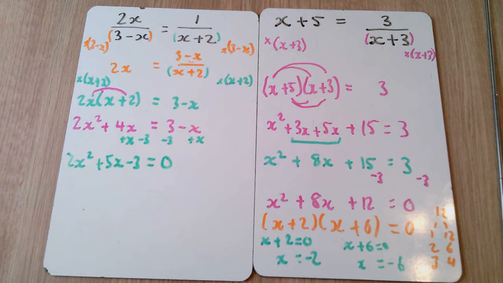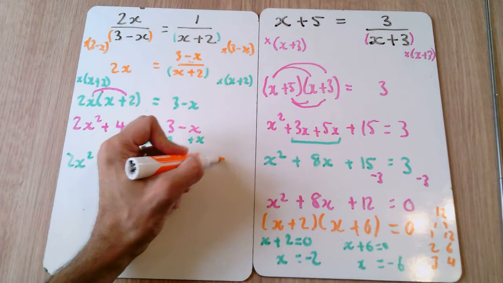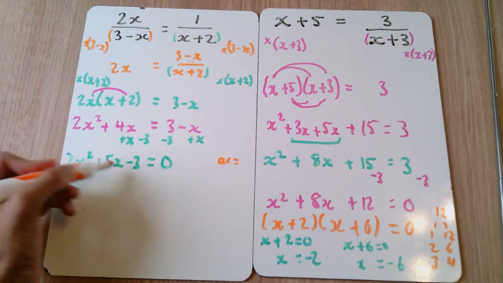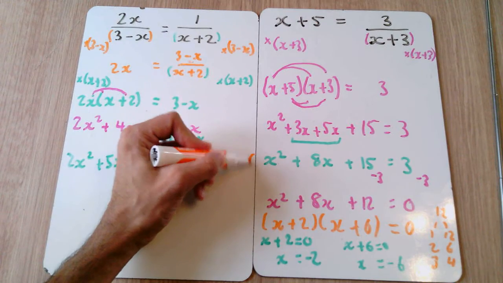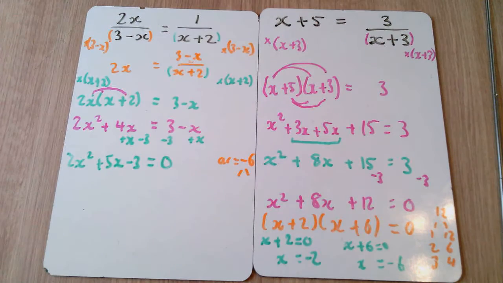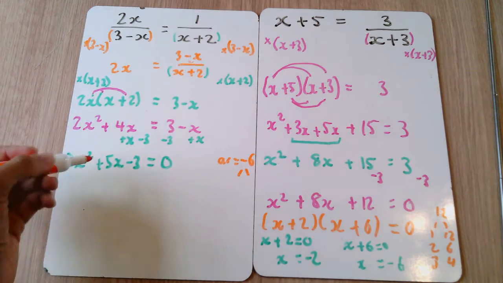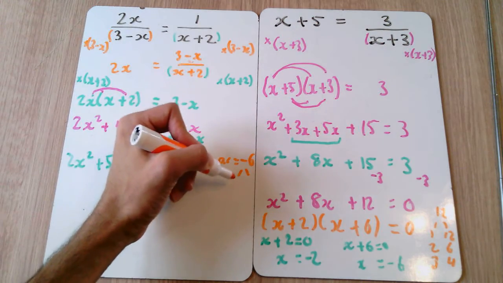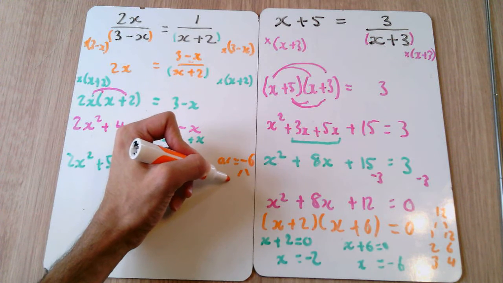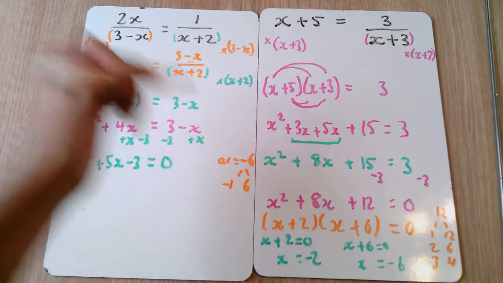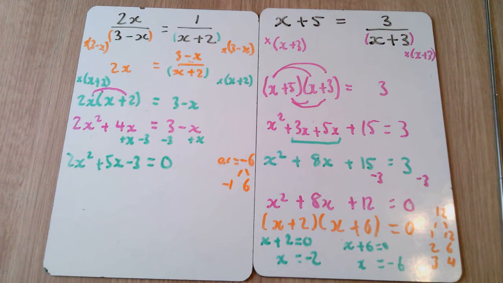We now have a quadratic that we can either factorize or use the quadratic formula for. Now, normally we would use the AC method here. AC is equal to 2 times by minus 3, which is minus 6. And we need 2 numbers that multiply to make minus 6 and add to make 5. Well, that is going to be minus 1 and 6. Minus 1 plus 6 adds to make 5.